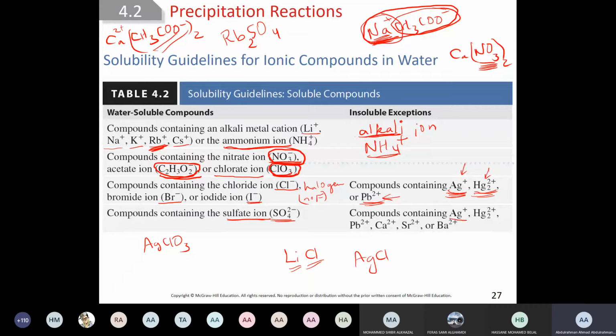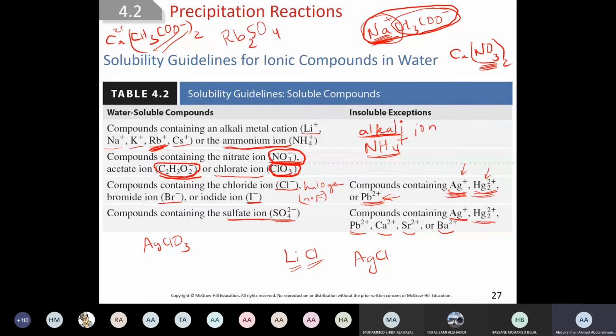What's this? Silver. What's this? Mercury 1. What is this? Lead. Similar to these, right? But in addition, what's this? Calcium, Ca2+, strontium, Ba.